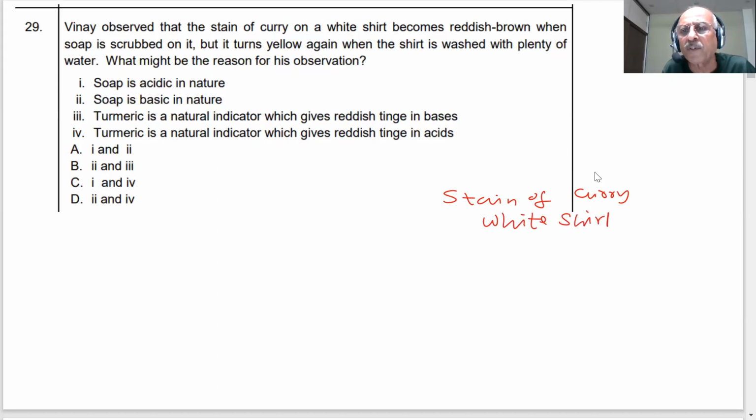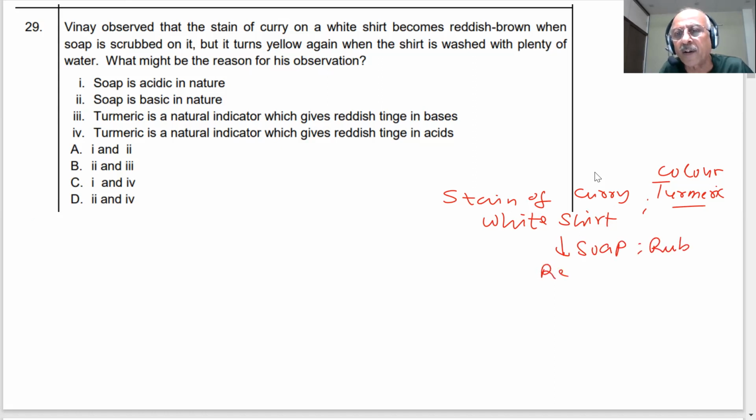You have seen sometimes, what color is the stain of curry? You know what the color is? This is the color of turmeric, haldi, that is there on it. You know what the color of turmeric is? Yellow. The white shirt becomes reddish brown when soap is rubbed. When you rub it with soap, it changes color to reddish brown.